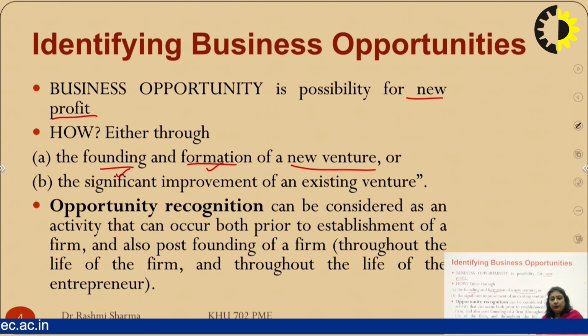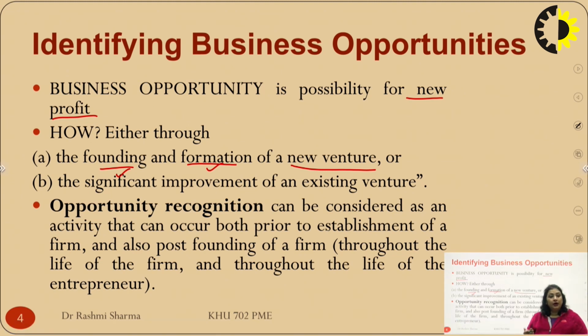If the same packed bottle can be converted into a juice bottle, then in the existing venture, what all things can we change? Only the mold needs to be changed if I am having that bottle manufactured in my plant. So I only require the mold change and I'm blowing that bottle and running my juice business also. So opportunity recognition can be considered as an activity that can occur both prior to the establishment of the firm, or after we have founded the firm, we require some improvement.